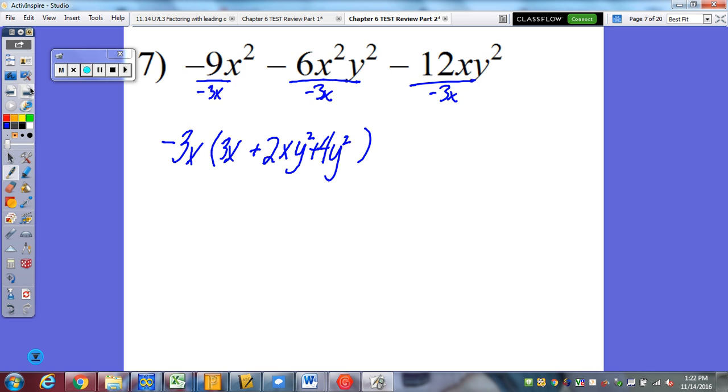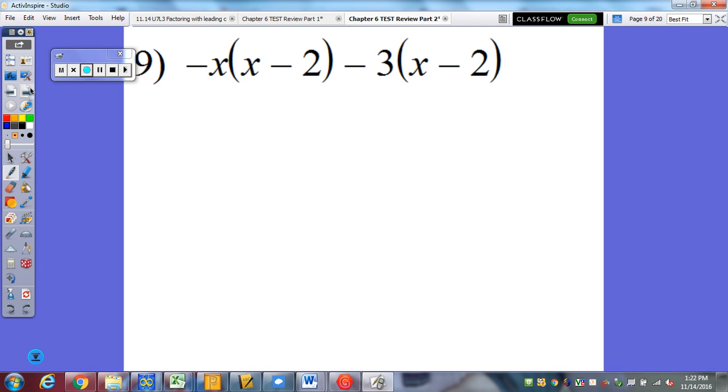All right, let's see. So in this case, we've got something that looks similar to what we should be looking for when we get done factoring by grouping. In this case, I have the same thing in the parentheses. So I can pull that out. I'm going to take the x minus 2 out. And I'm left with negative x minus 3. That's what's left in there.